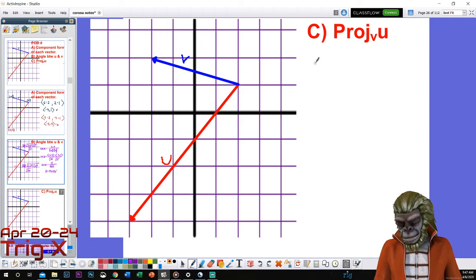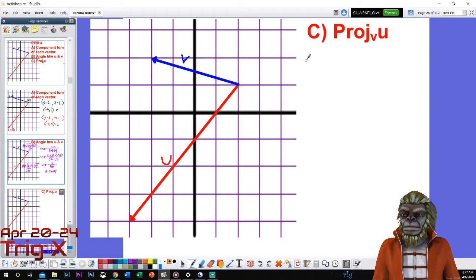Next, we're going to do the projection of u onto v. Remember, the formula for this is a lot of v's. We've got the dot product of u and v on the top, dot product of v and v on the bottom. This will be our scalar, and we'll multiply by vector v.